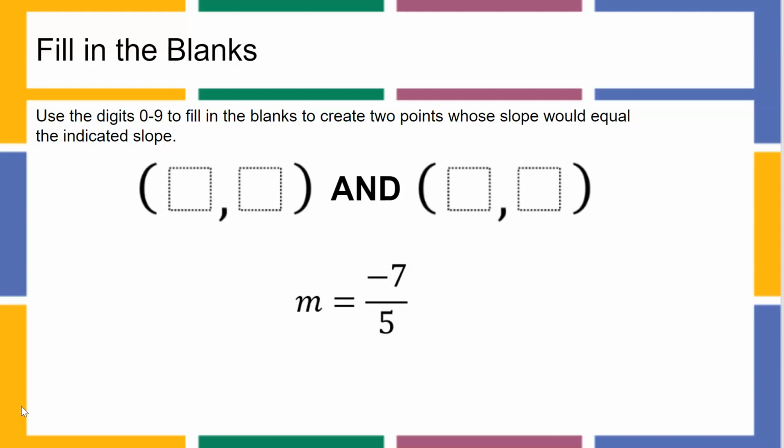So think of how you could fill out these digits, make these ordered pairs, to create a slope that has negative 7/5. Compare with the people around you. I'll give you 5 or so minutes to do that.